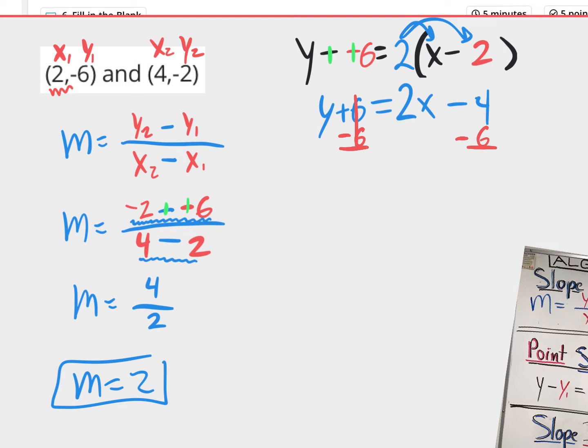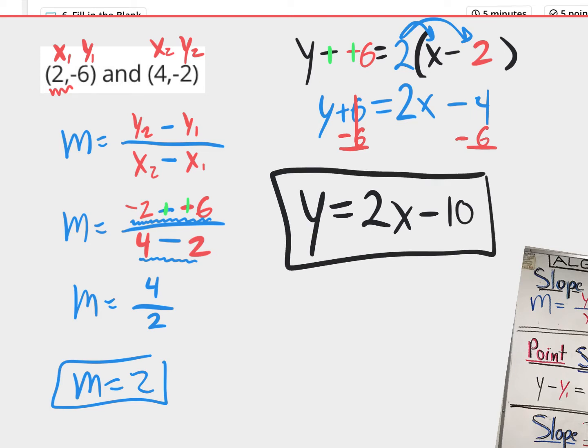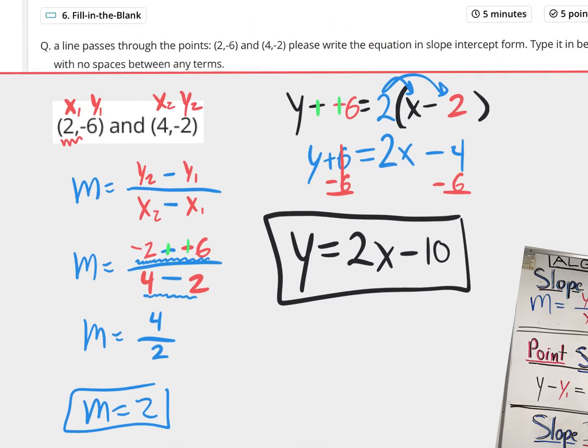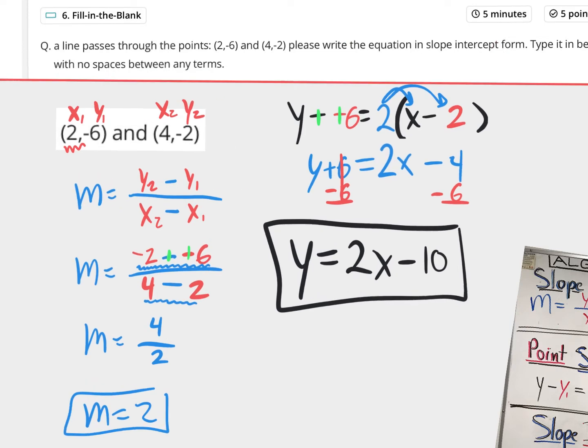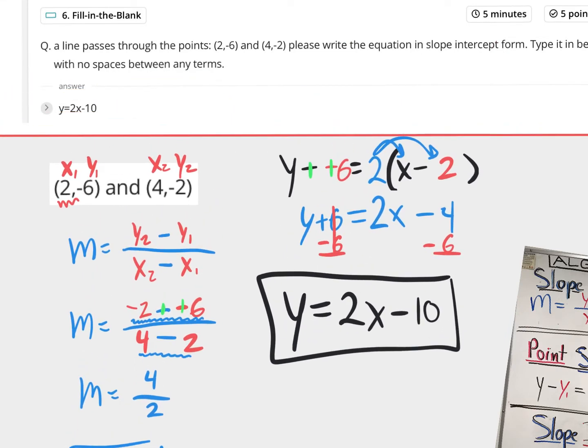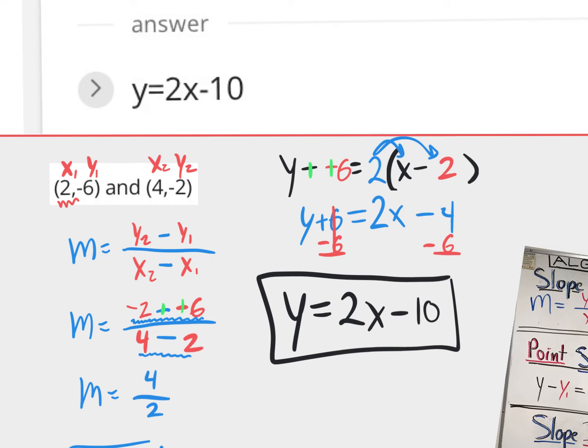And here's our slope-intercept form equation. y equals 2x minus 10. This is our slope-intercept form equation. This is what we must type in with no spaces between any terms. Again, that's what it asks for. A line passes through these 2 points. Please write the equation in slope-intercept form. Let's verify the answer. There it is. I don't know if you could see that. The answer is y equals 2x minus 10. No spaces between your terms.